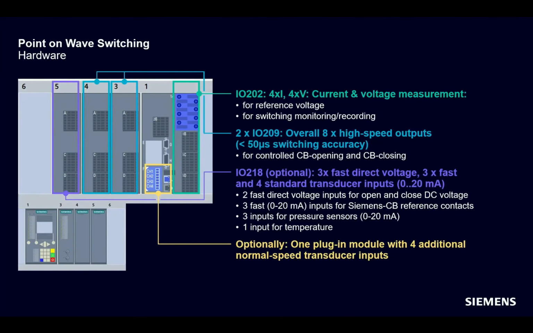So let's summarize all hardware components together. You need a basic module with IO202 for reference voltage and switching monitoring or recording. Then 2 IO209 modules for CB opening and CB closing. IO218 module optional for CB monitoring like DC voltage, pressure, temperature, and reference contact like a Siemens circuit breaker. Alternatively, you can use one plug-in module with 4 normal speed transducer inputs.